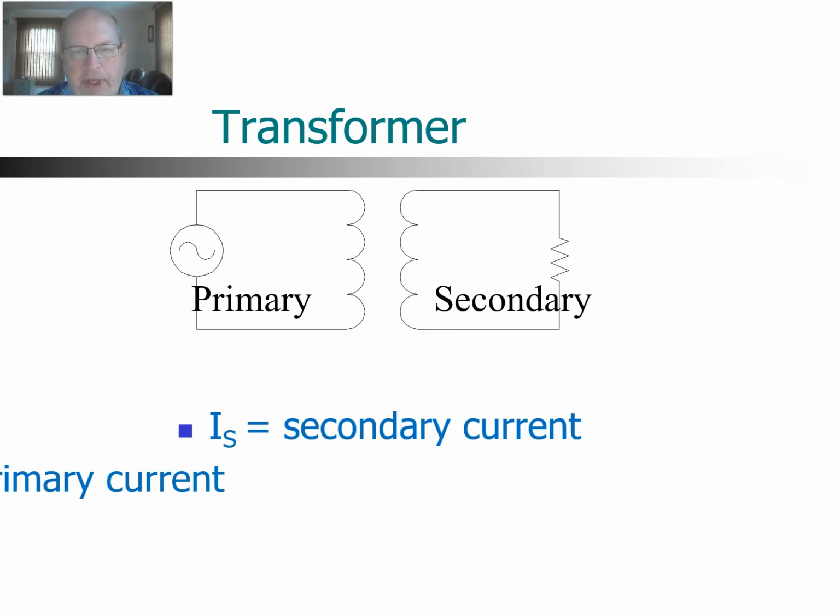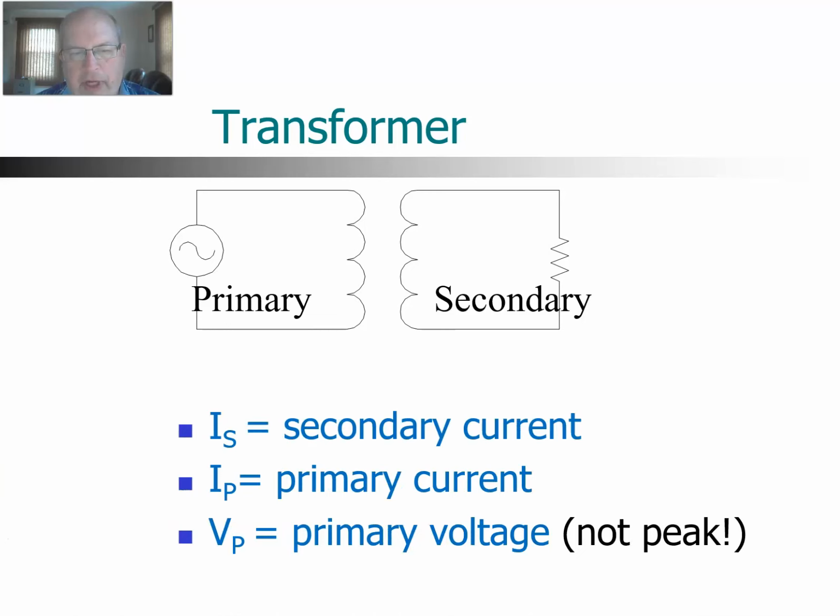Okay, so we're going to identify voltages and currents with a subscript S and P, S being the secondary and P being the primary. Just want to remind you that when we're talking about transformers, the subscript P refers to primary and not peak. Previously we used the subscript P to indicate a peak value.